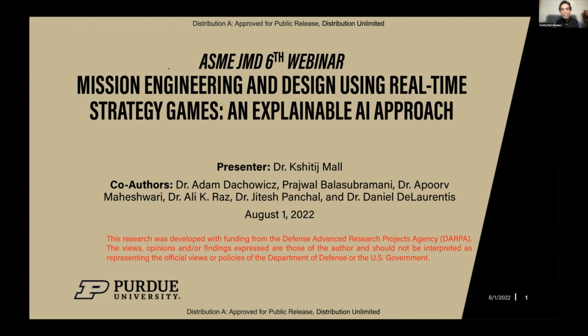And in the next 30 minutes or so, I'm going to share with you what my team has done in 13 pages. So there is a lot of information, but the intent here is to share high-level detail of the work that we have done. We have, as you can see, submitted to the Journal of Mechanical Design and luckily got accepted. The title of the paper is Mission Engineering and Design Using Real-Time Strategy Games and Explainable AI Approach.